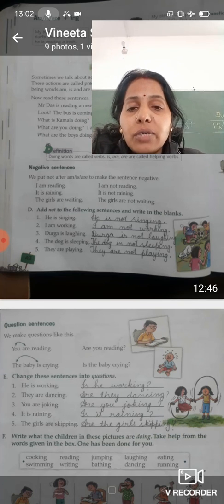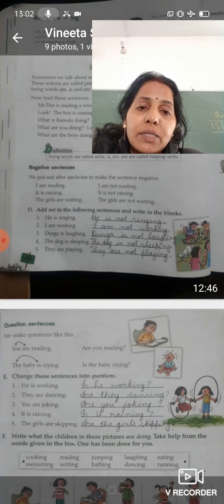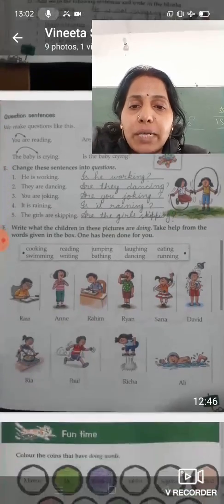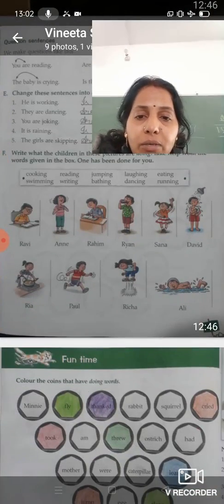So same, children, you have to frame these sentences with the help of the word "not". Durga is laughing, Durga is not laughing. The dog is sleeping, the dog is not sleeping. They are playing, they are not playing. So children, this way you will complete. Go to the next page, page number 43.